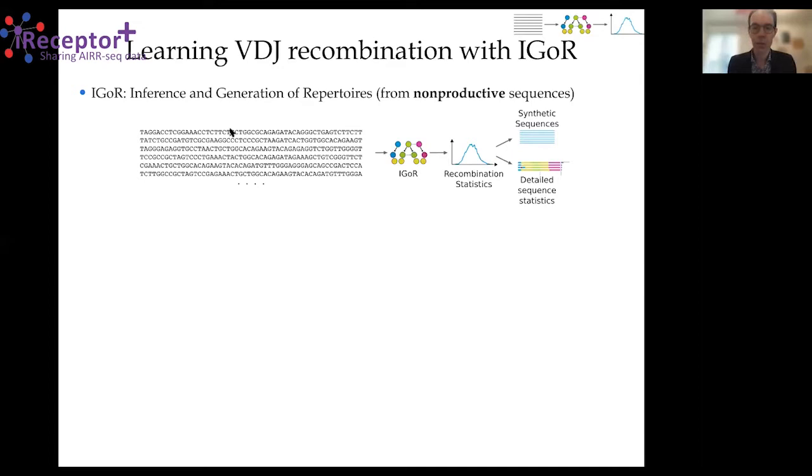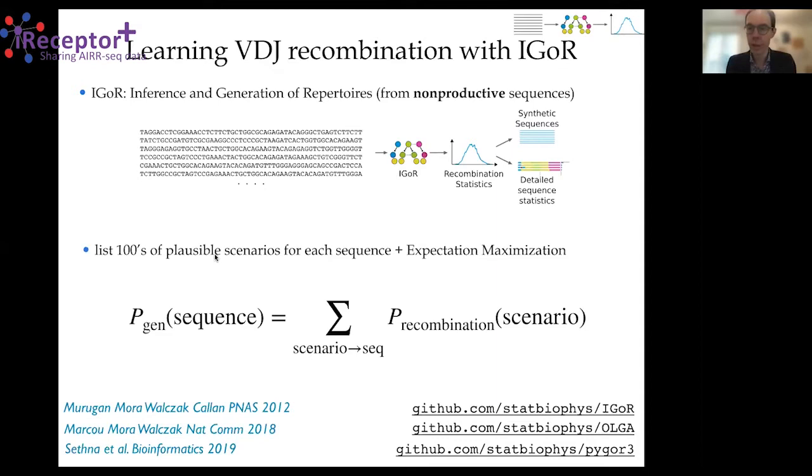I'm not gonna go into the mathematical details, but the strategy taken by Igor is that instead of just relying on one VDJ recombination scenario for each sequence, we're going to sum over all possible scenarios that could have given rise to that particular sequence. And then we use a statistical learning technique called expectation maximization to actually learn the parameters of the model.